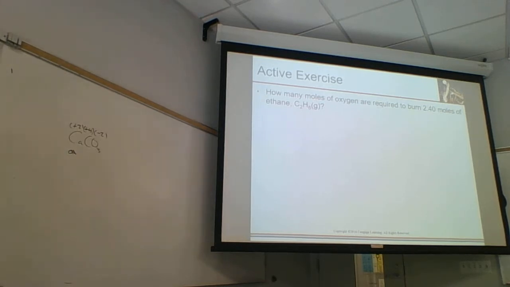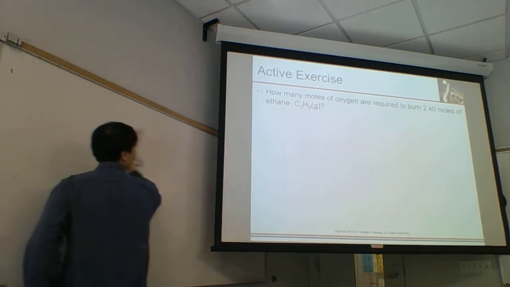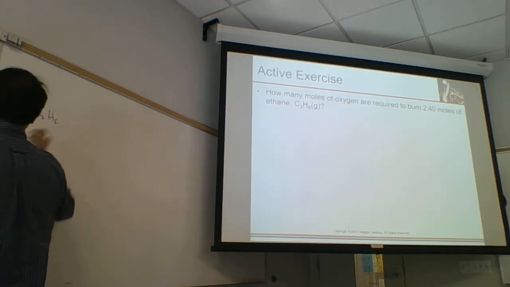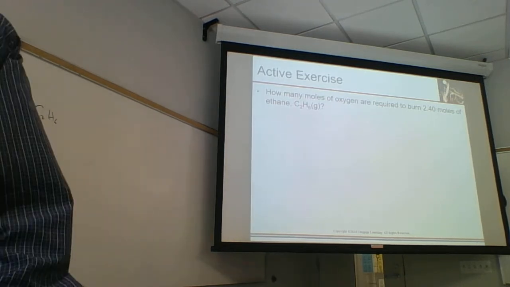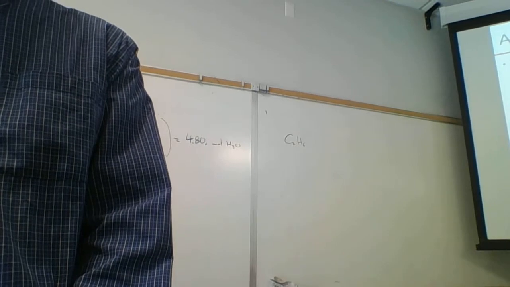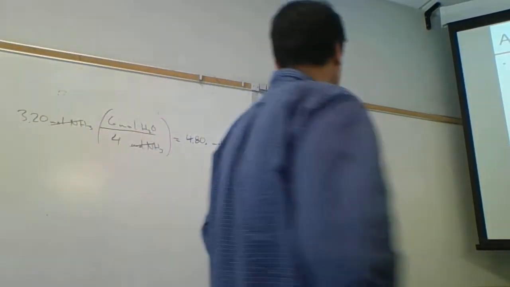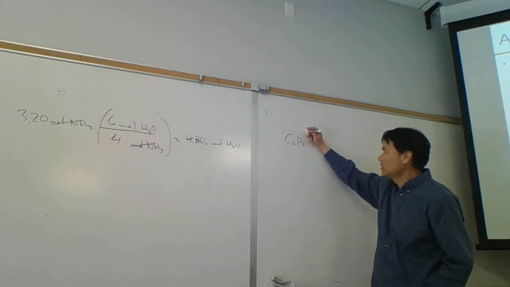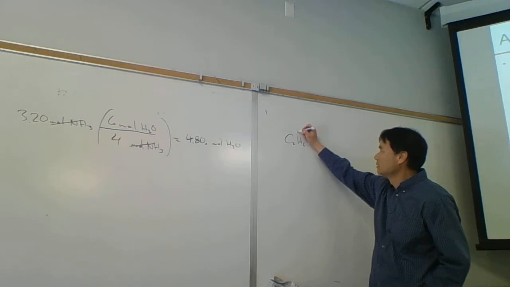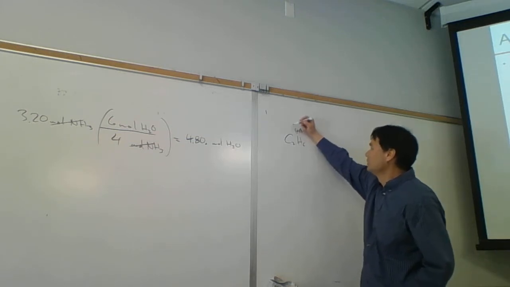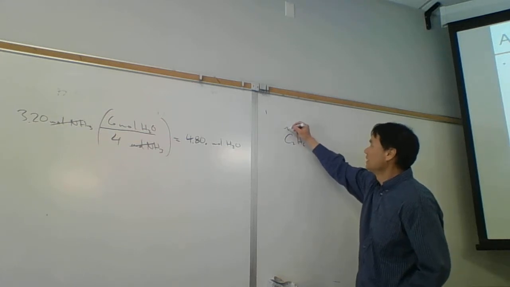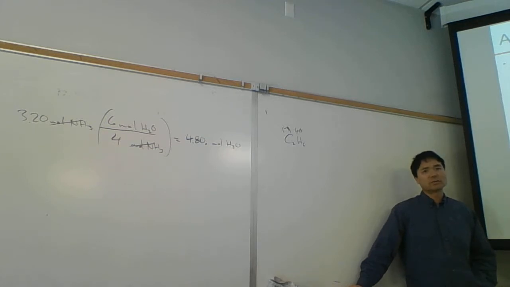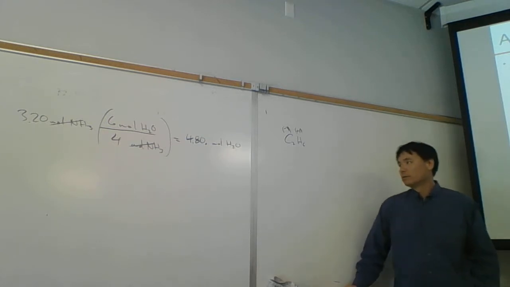So how many moles of oxygen are required to burn 2.40 moles of ethane? Would you think ethane is very flammable? Yeah. Actually, how would we know? Well, let's take a look at the oxidation state. Hydrogen is +1. Carbon is -3. That's pretty electron rich. And methane is -4. It's as electron rich as you can get. So ethane should be pretty flammable.